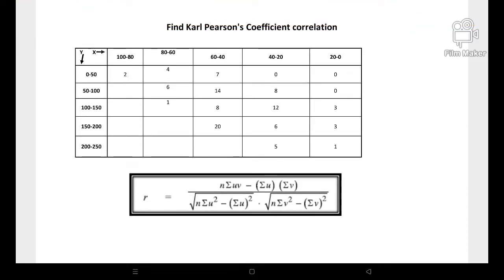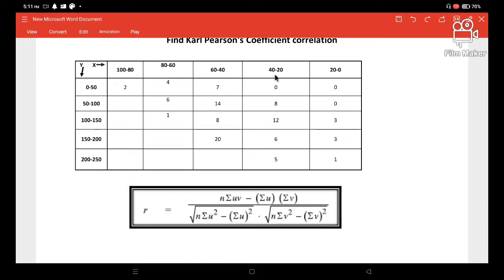In this part we'll be learning about Karl Pearson correlation coefficient. This is a problem where the Karl Pearson correlation is given in range form. First of all, this part is considered as the x variable and the vertical part is variable y, and this is the main question.